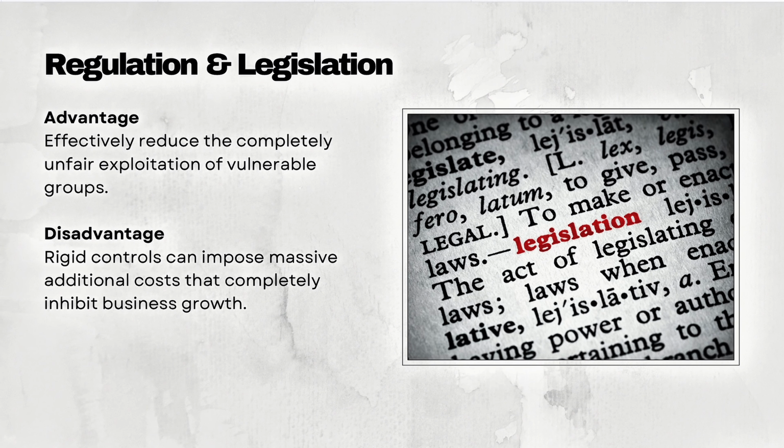Now moving on to government controls. Our first control is regulation and legislation. The advantage of this is that it reduces the unfair exploitation of vulnerable groups. The disadvantage, however, is that these rigid controls can impose massive additional costs, which may hinder or slow down business growth.